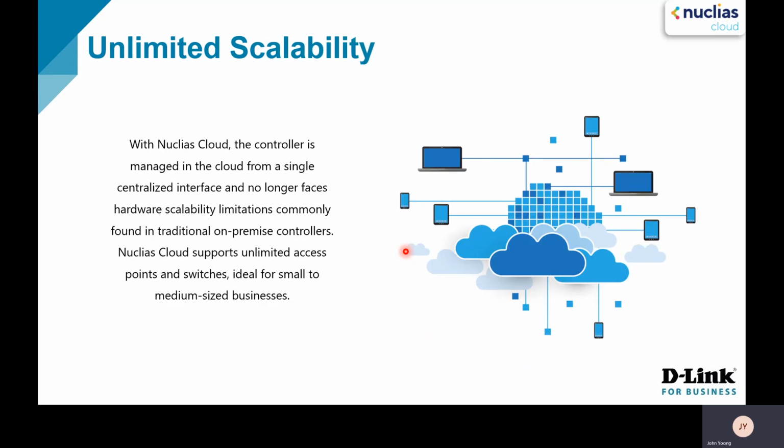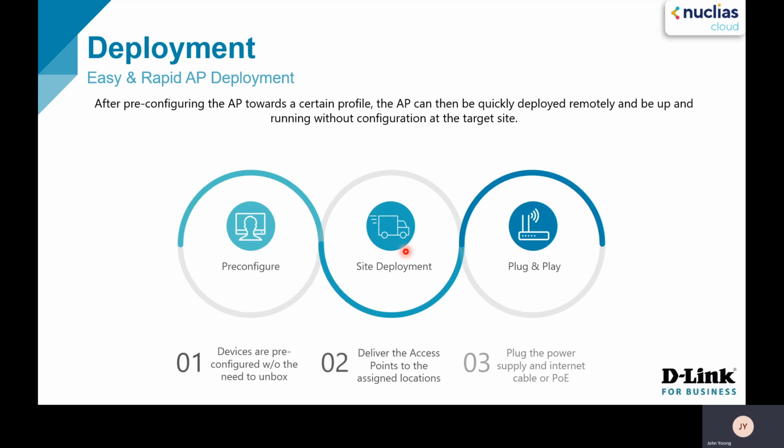So for Nuclias Cloud, we support unlimited devices, and the deployment is very, very straightforward. For the MSP, they just pre-configure for the customer the SSID, the password, the captive portal, the bandwidth control, everything. Then the MSP will send the AP or the switch to the customer side. The customer can just plug and play very, very easily.